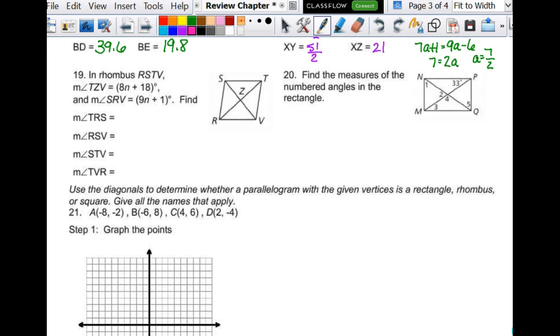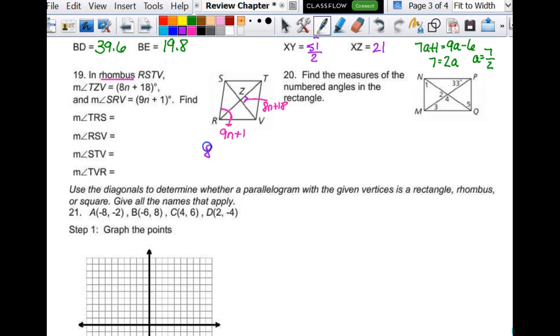In rhombus RSTV, so again, we know it's a rhombus, measured angle TZV, this one right here, is 8N plus 18. SRV, this whole thing here, is 9N plus 1. So, and then I want to find all this stuff. Okay, so this whole angle here and this one right here are not directly related to each other. However, if it is a rhombus, then the diagonals are perpendicular, which tells me that this is a right angle.